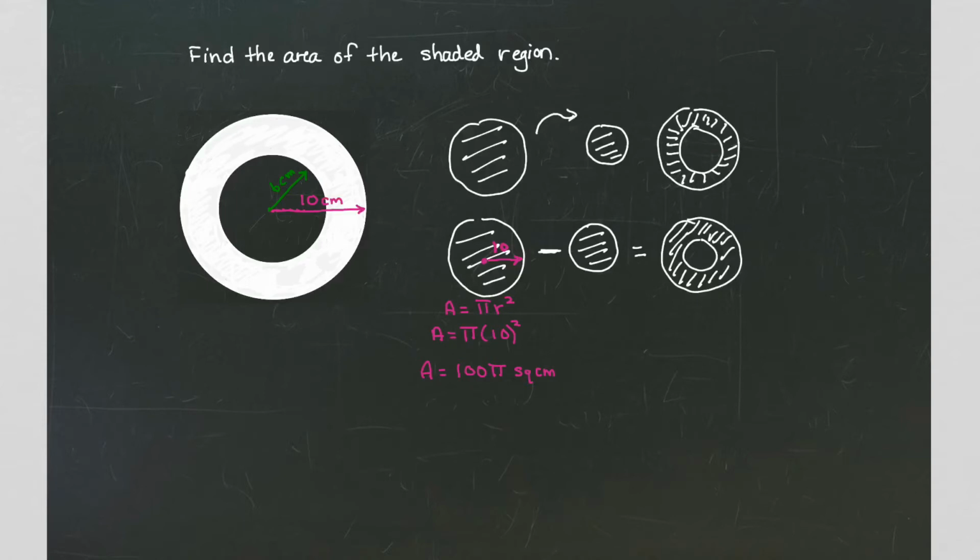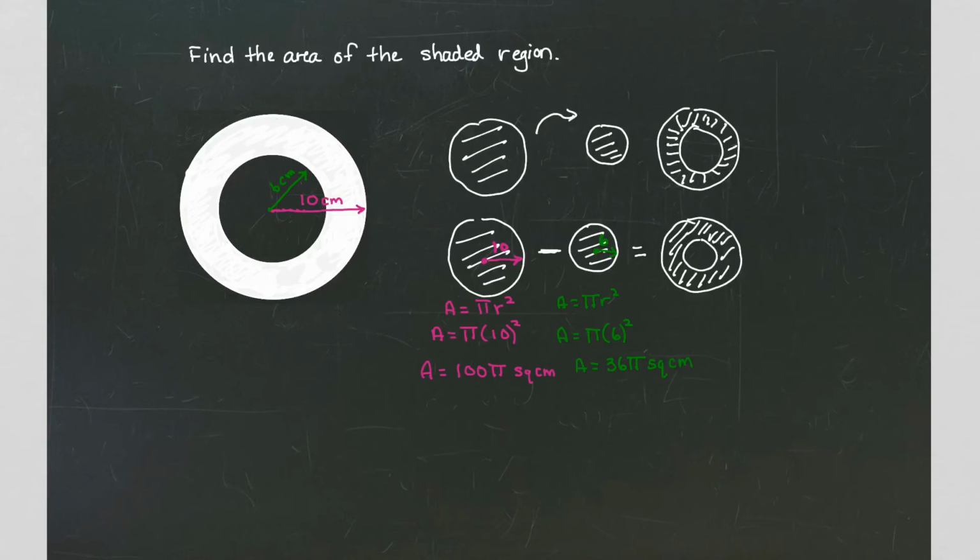Now let's take a look at the smaller circle. The smaller circle has a radius of 6 centimeters. And the area for this circle is going to be pi r squared. So the area for this smaller, inside circle is just pi times 6 squared, or 36 pi square centimeters.